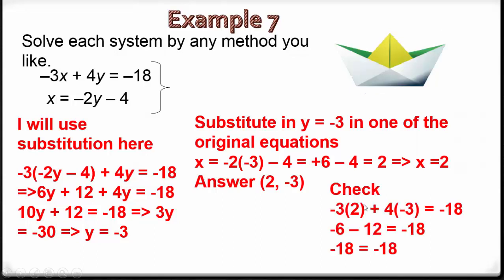And then I check it against the equation I didn't use, and in this case the equation I didn't use is the first one, so wherever I see x, I will put 2, and wherever I see y, I will put negative 3, and then I solve and I find negative 18 is negative 18, and indeed this is true, so we are good to go.